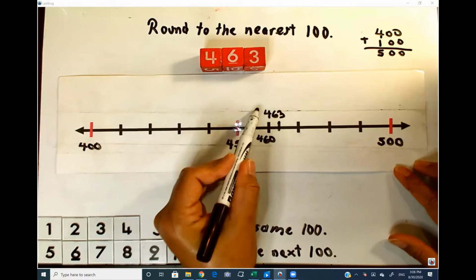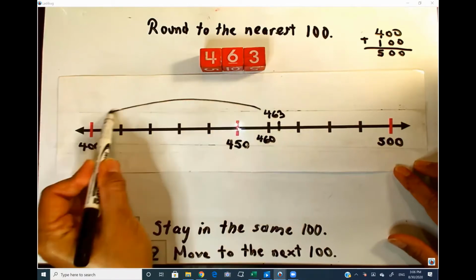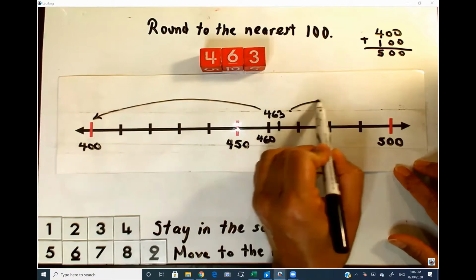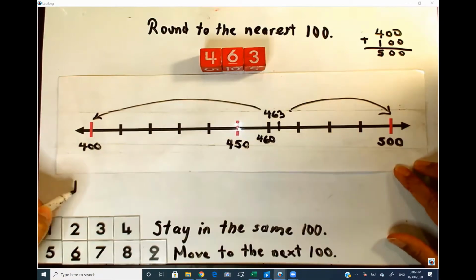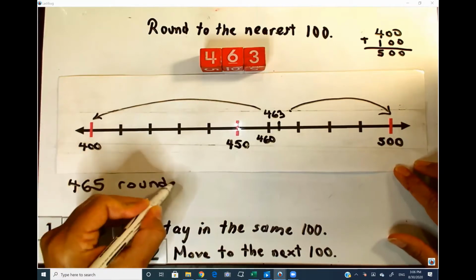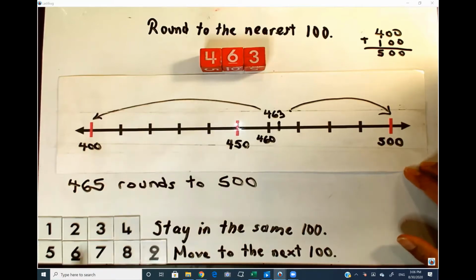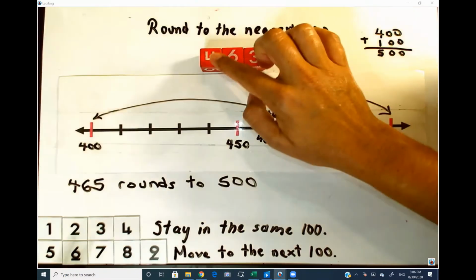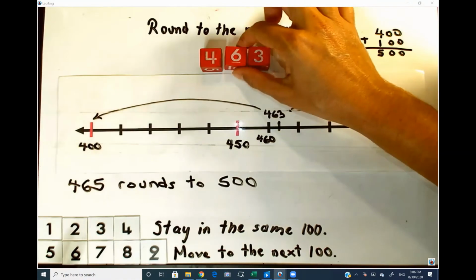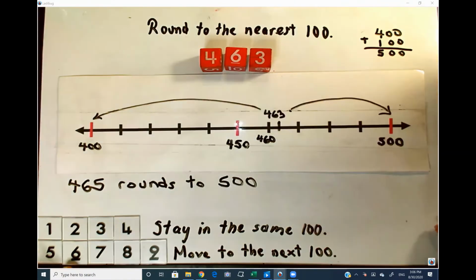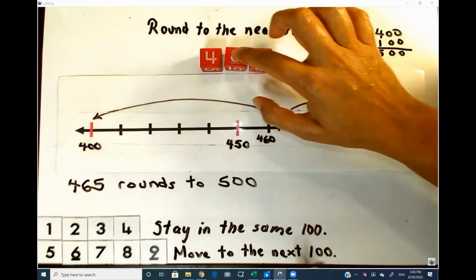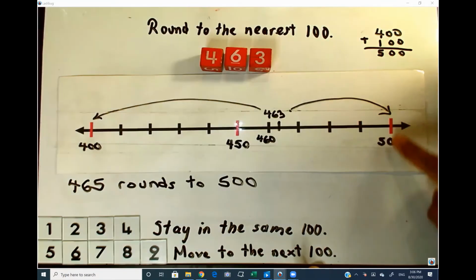Now, if you notice, 463 is farther away from 400 and it's closer to 500. So I can tell now that 463 rounds to 500. Now let's check again on rule 2, just to double check. Remember, if we're trying to find the nearest 100, we look at the tens digit, and the tens digit is a 6. So 6 says that 5, 6, 7, 8, and 9 move to the next 100. The next 100 after 400 is going to be 500. So I'm sure that this is my answer.